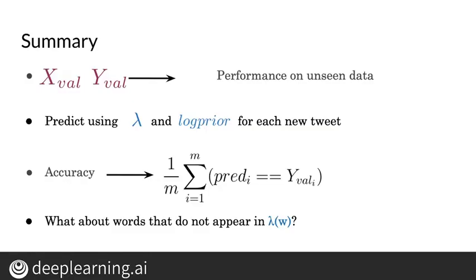You also saw that words that don't appear in the lambda table are treated as neutral words. Now you know how to apply the naive Bayes method to test examples. In the coding exercise at the end of the week, you will use it to classify tweets. Next, I'll show you other things it can do.